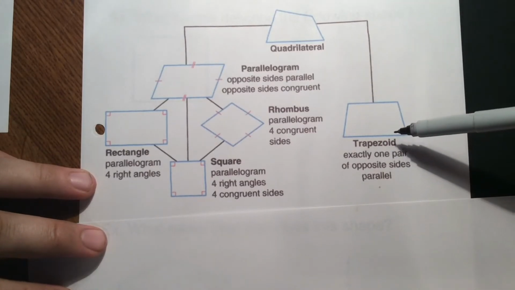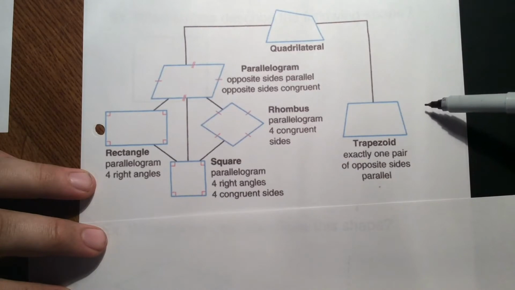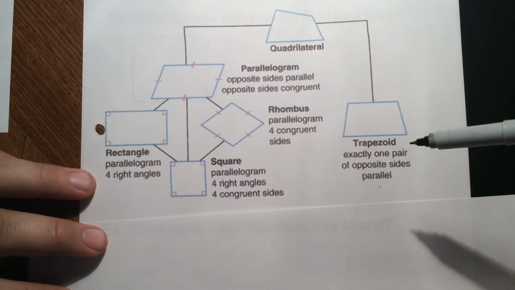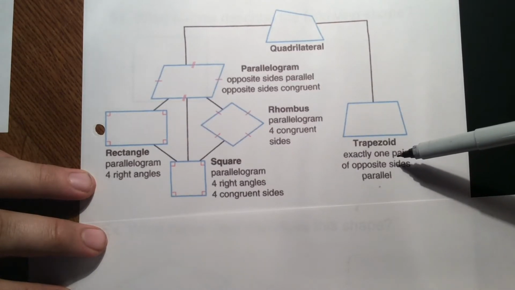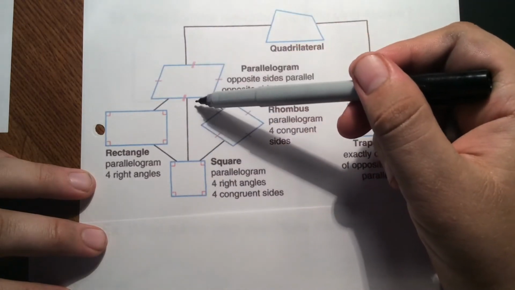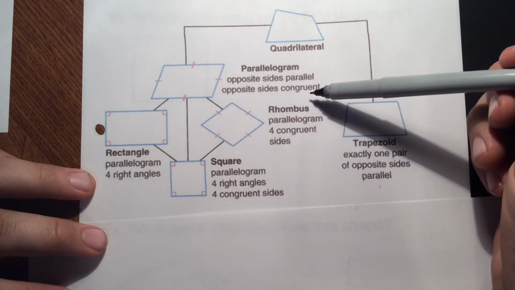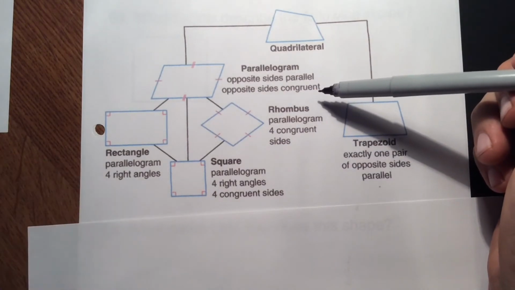If we have one set of opposite sides that are parallel, so this one's going the exact same direction as this one, but the other sides are not parallel, then it's going to be a trapezoid. If both sets of sides are parallel, that makes it a parallelogram. Also, with a parallelogram, opposite sides are going to be congruent.